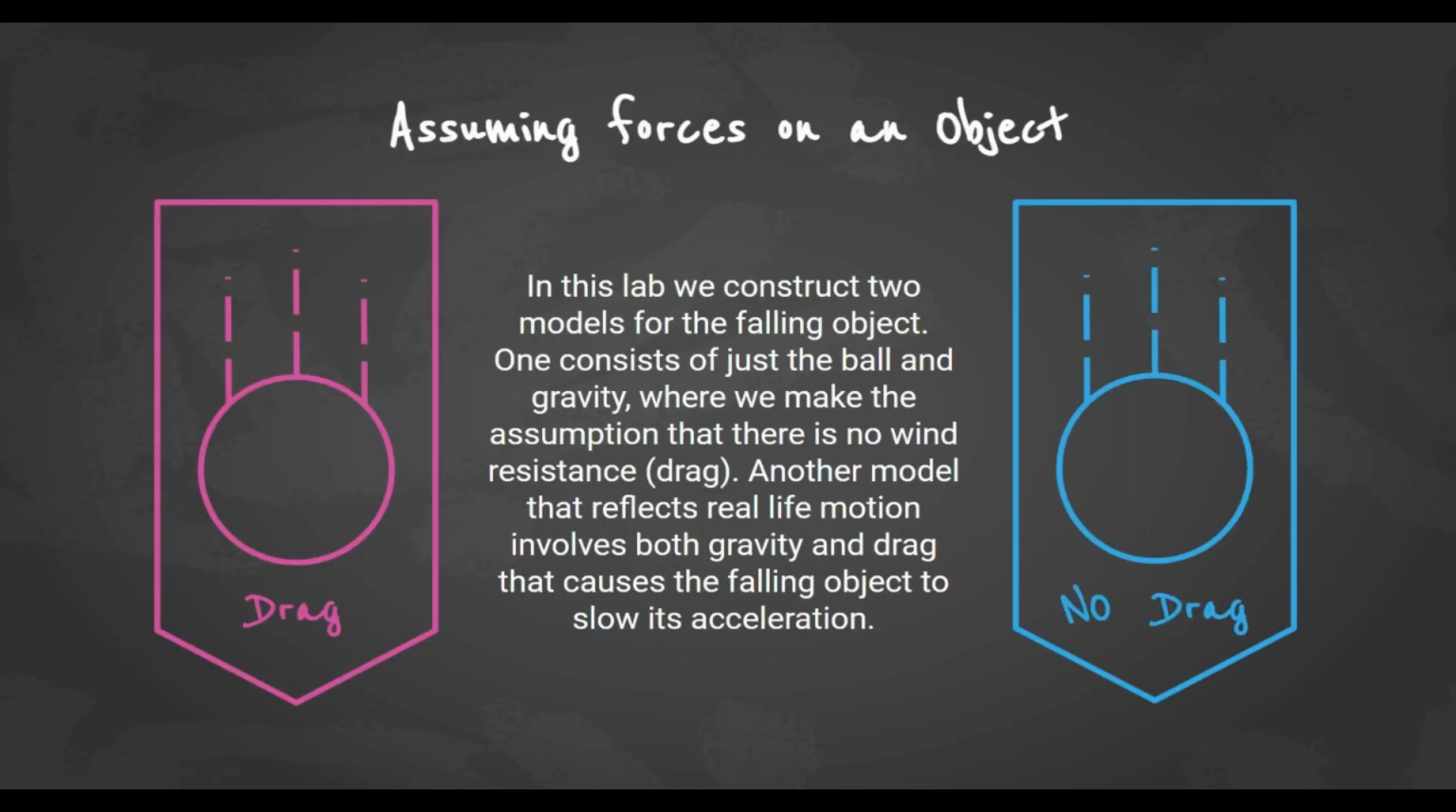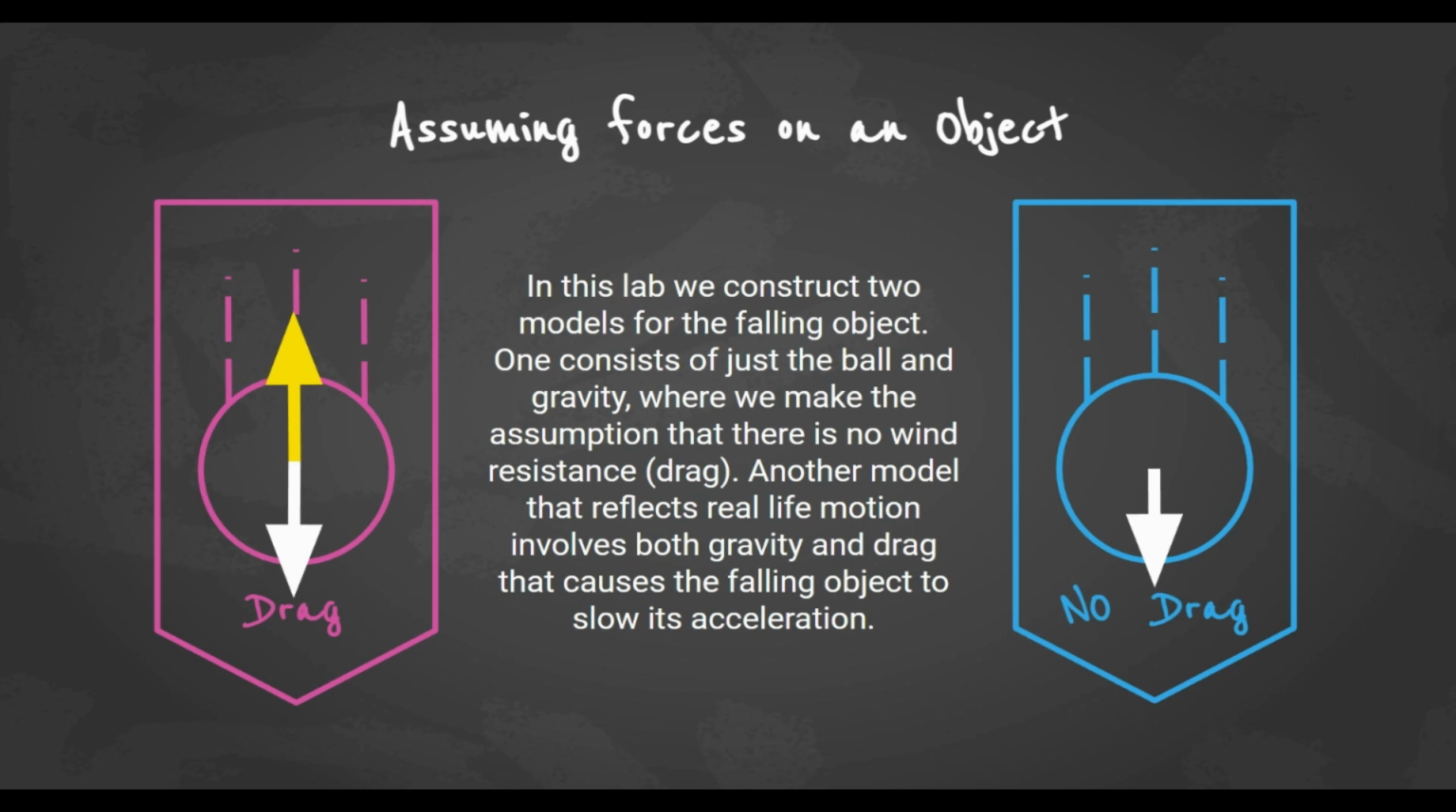All right, so now we're getting into the lab and what we've done. So here's how you assume the forces on an object. These two arrows display what's going on, the white one being the gravitational force, and the yellow one being the drag force. With drag, eventually the drag force will begin to cancel out the gravitational force, and this is when we reach terminal velocity. And without drag, it's just the gravitational force acting on this object.